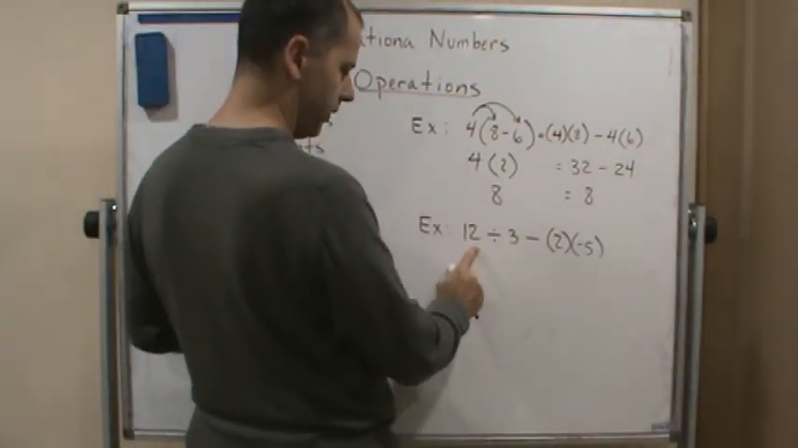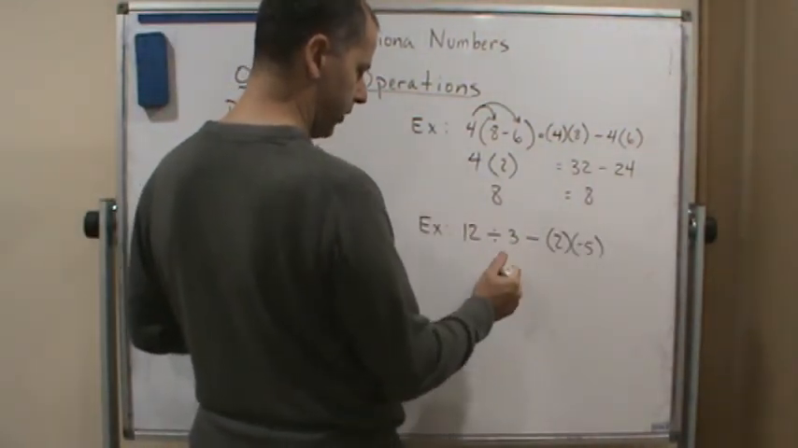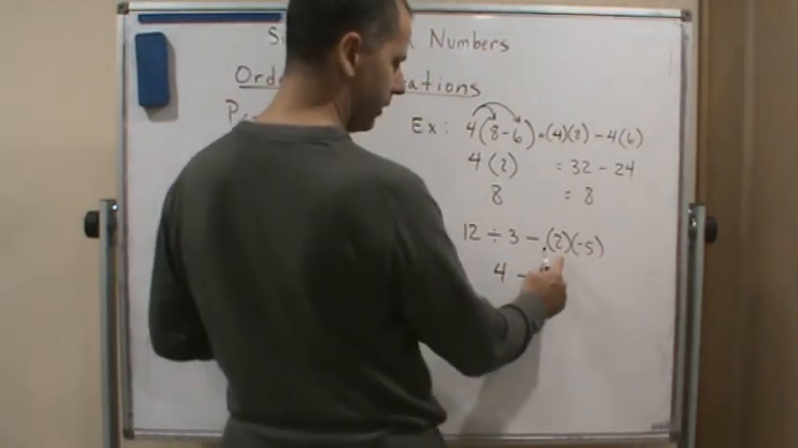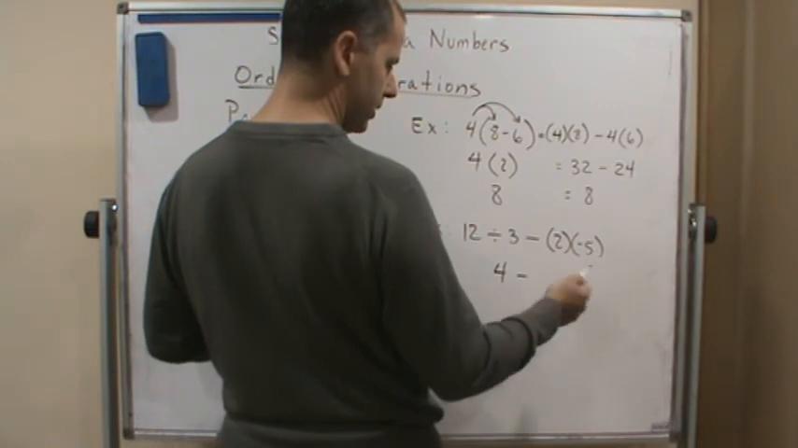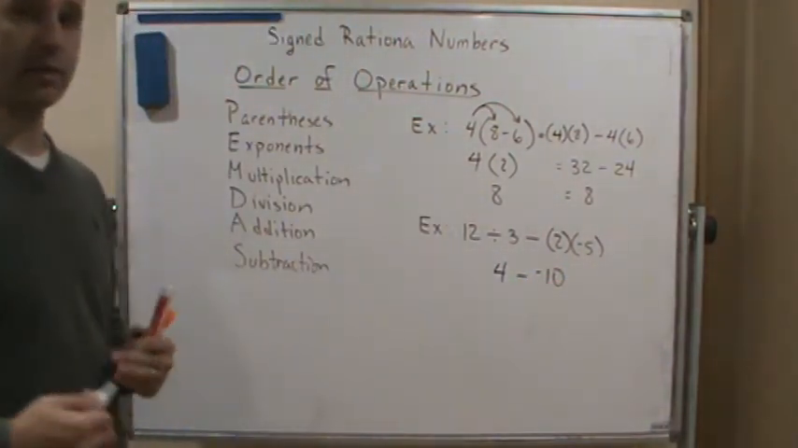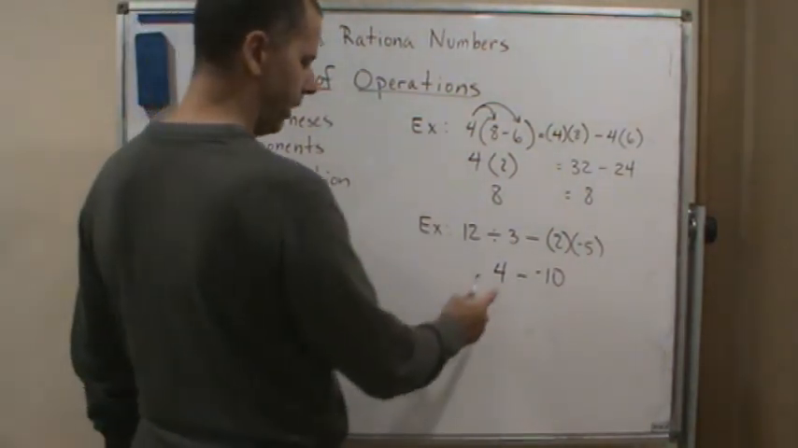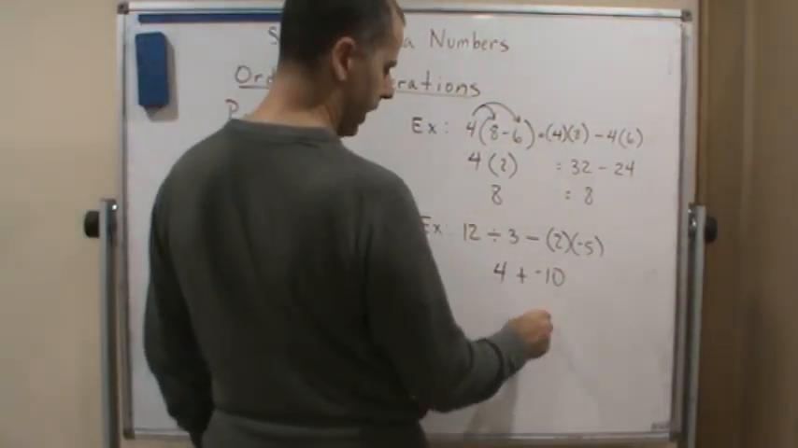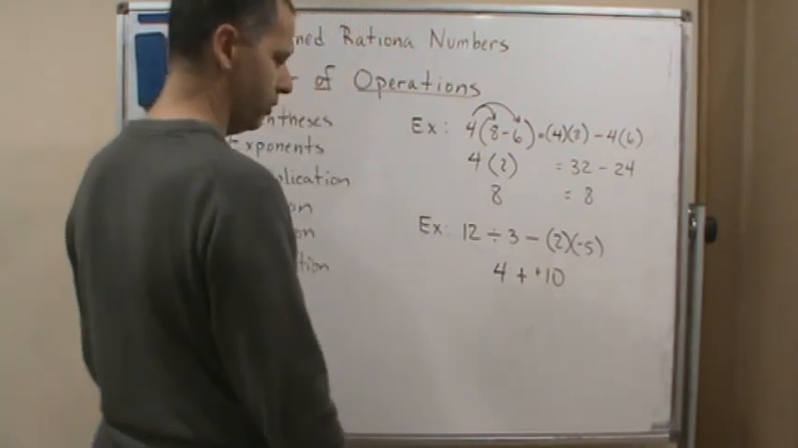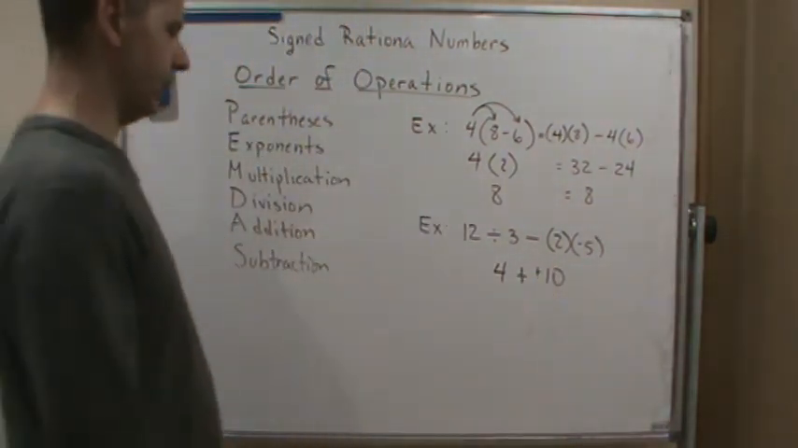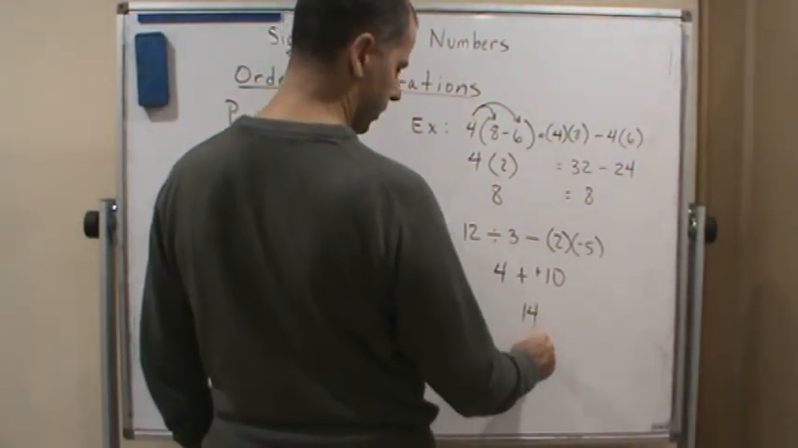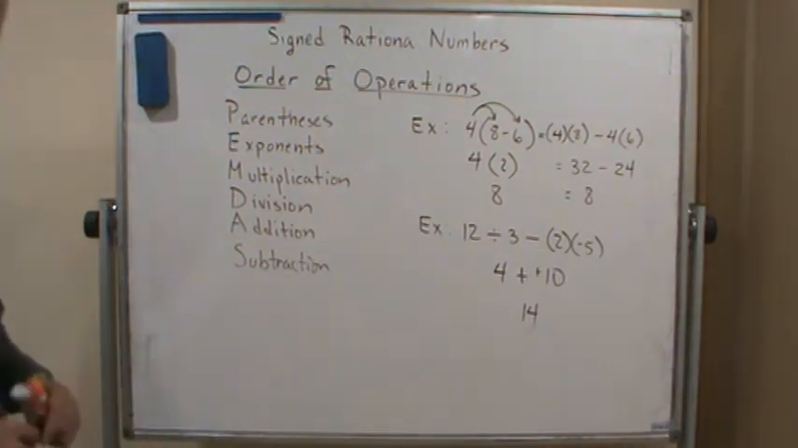So here, division. So we're going to do 12 divided by 3. That gives us 4 minus, and then the multiplication, 2 times negative 5, which is negative 10. And now we've got subtraction. So here I'm going to change this to a plus. So I'm going to change it to an addition problem, and I'm going to change that to a positive 10. Okay? And so now I get 4 plus positive 10, which equals 14. And that is the correct answer.